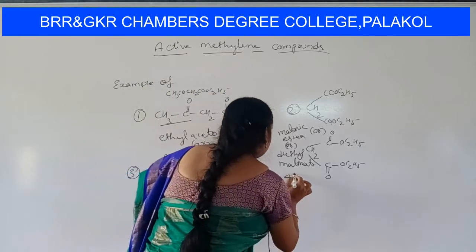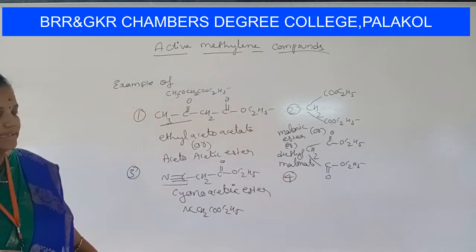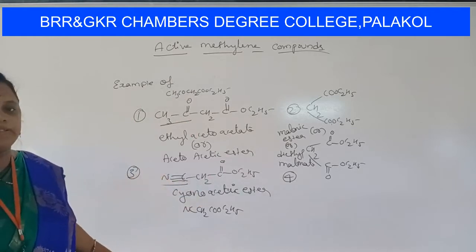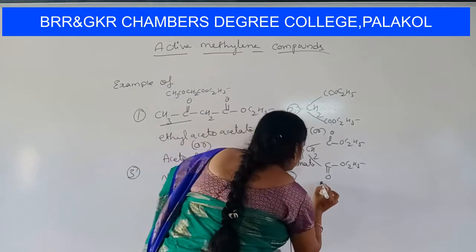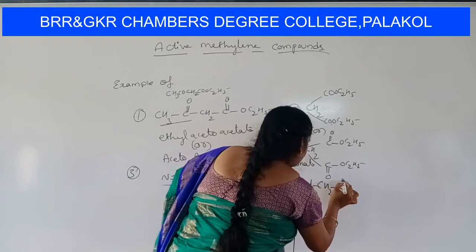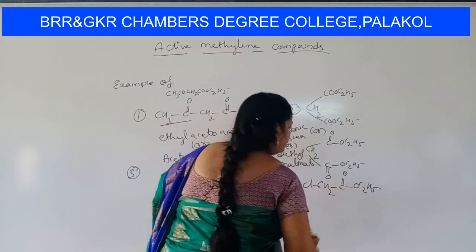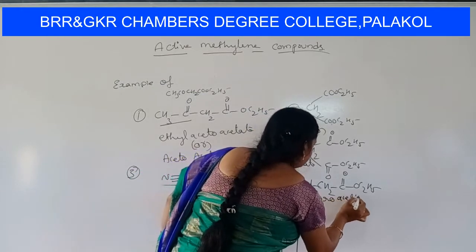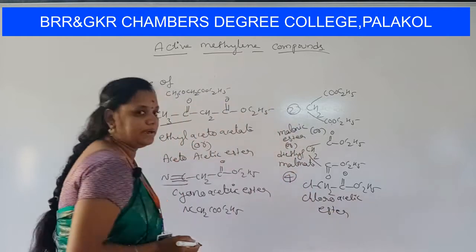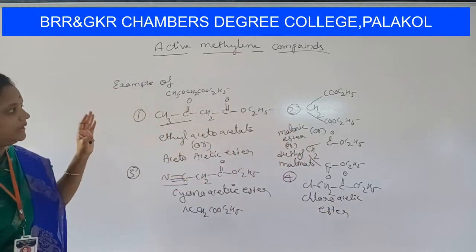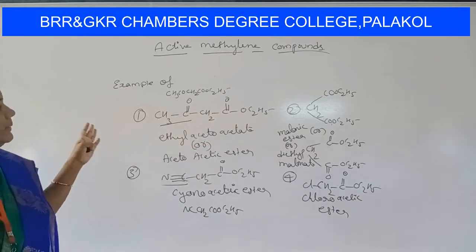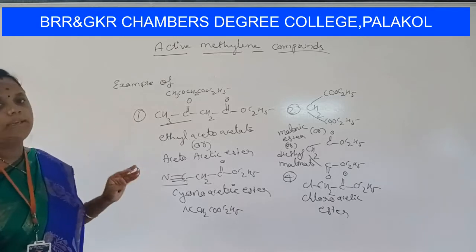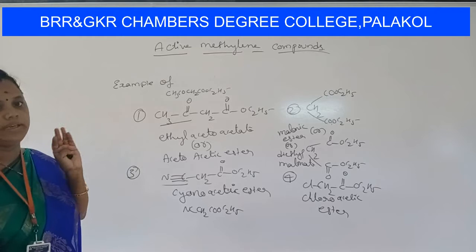And the last example, can you guess any example, students? The other electron withdrawing group, let us take halogens. For example, CH2Cl C double bond O OC2H5, which is nothing but chloroacetic ester. These are the four main important examples of active methylene compounds.